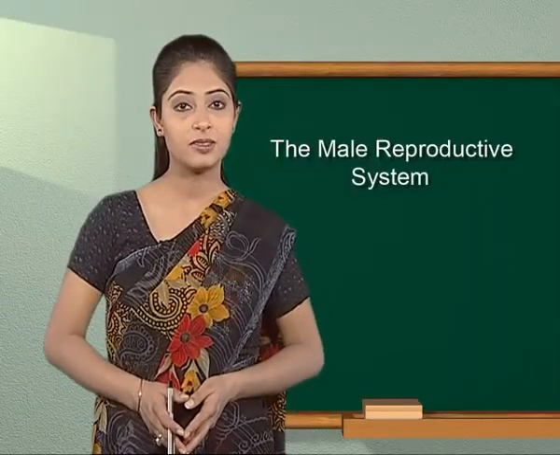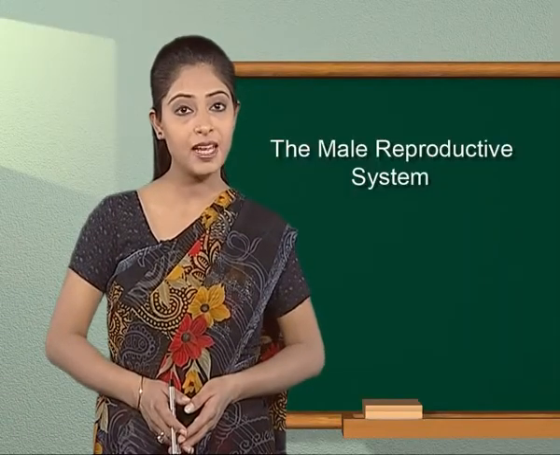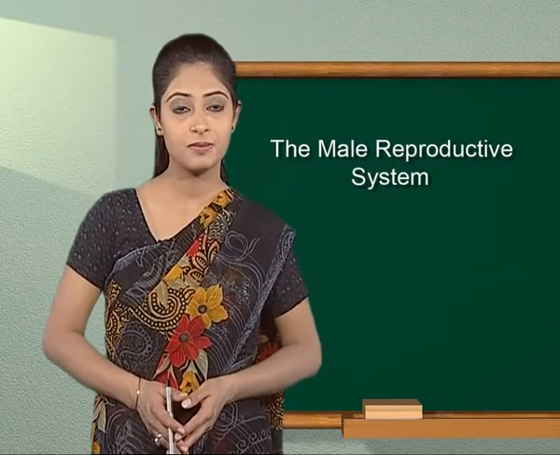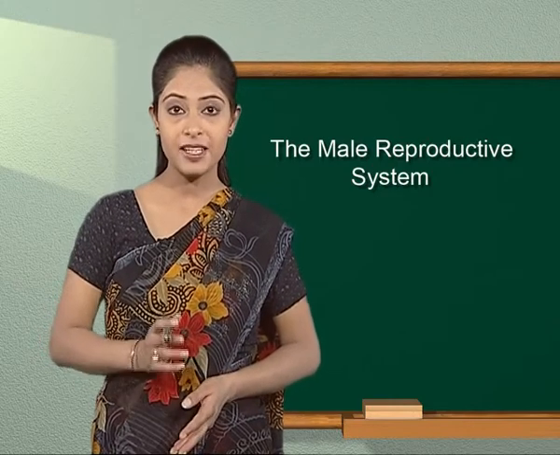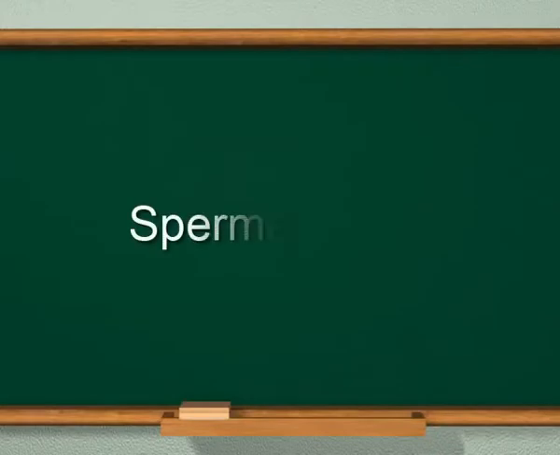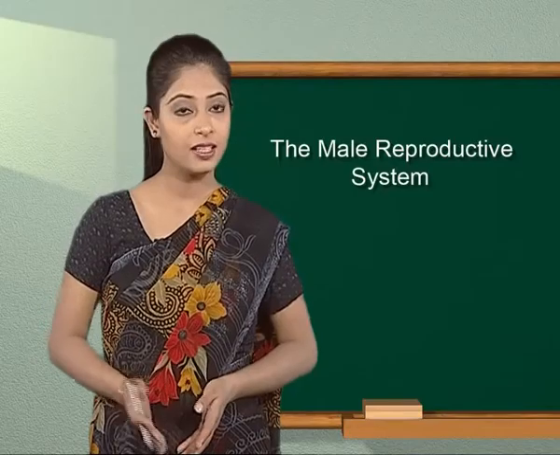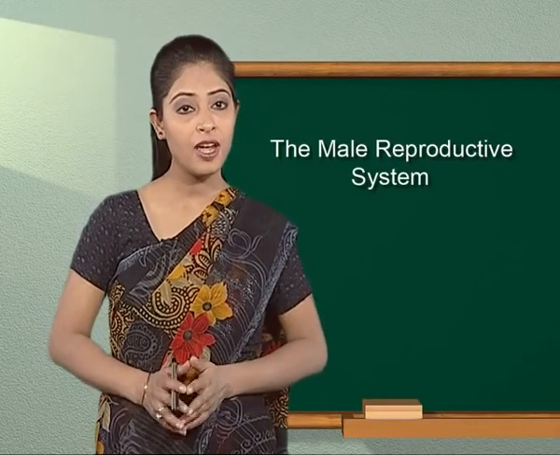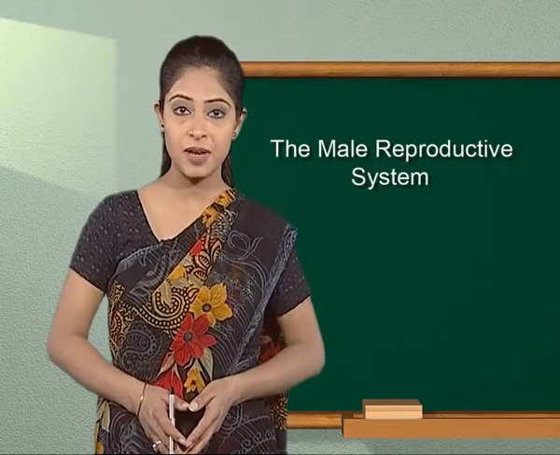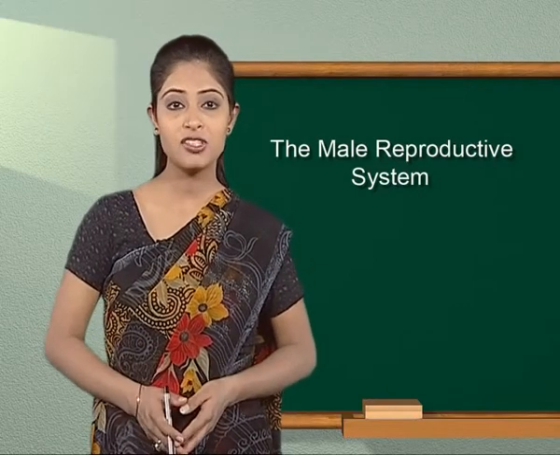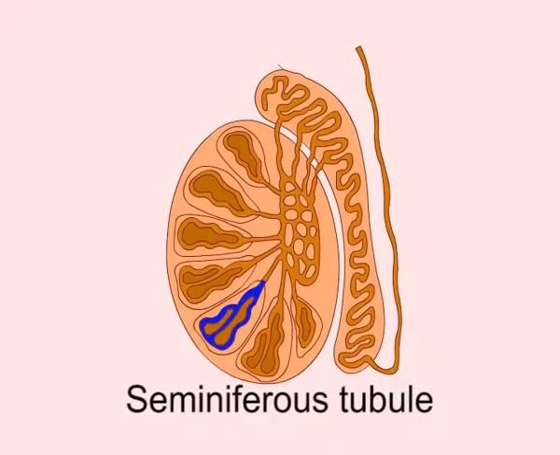Next question: By what name is a male gamete known? Answer: A male gamete is known as spermatozoon. The next question is, where are seminiferous tubules present and what is the function of these tubules? Answer: Seminiferous tubules are testicular lobules present in a testis. They are the main sites where sperms are produced.